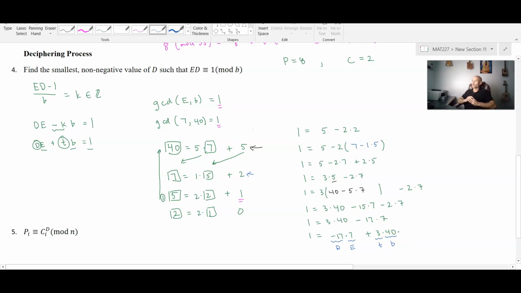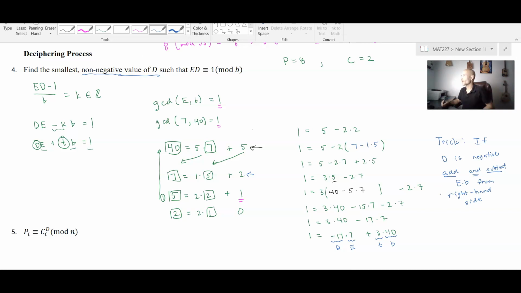Now we've got one problem here, and this is a fairly straightforward problem to resolve. My problem in this line is that D is negative 17, but D must be non-negative. Oh boy, well, this is not a unique equation, fortunately. There is a way to undo this, and here's the algebraic trick. So my trick is, if D is negative, add and subtract E times B from the right-hand side. And that might seem like a really strange thing to do, but let's see why this is going to work.